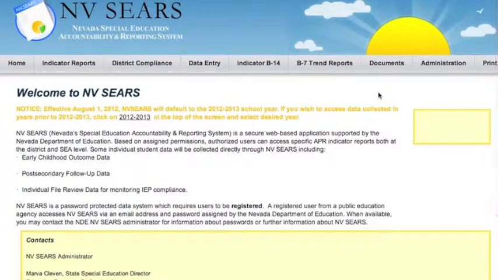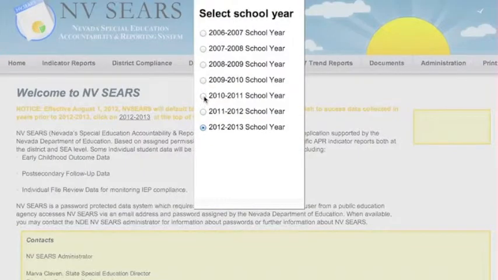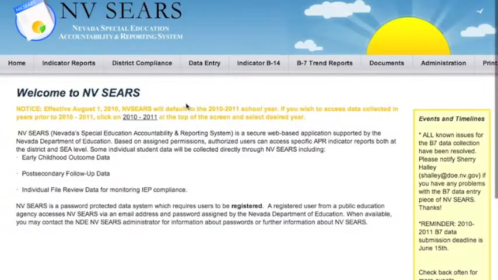Nevada SEARS stands for Nevada Special Education Accountability and Reporting System, and it's basically a web-based system that allows districts to collect data on their special education students across several federal indicators. And once the data is collected, they can then easily report on the data by looking at indicator reports.